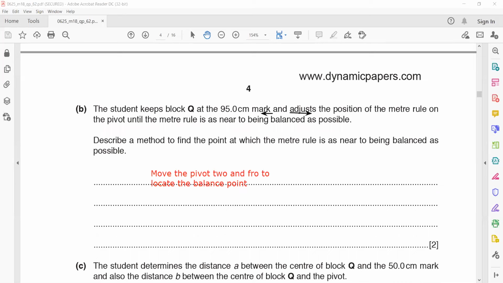So we will find the point at which it just tipped one way, and move the rule to find the point at which it tips the other way, and then the balance point is between the points where the rule tips either way. So basically this is a complete answer: move the pivot to and fro to locate the balance point, the point where it is balanced.